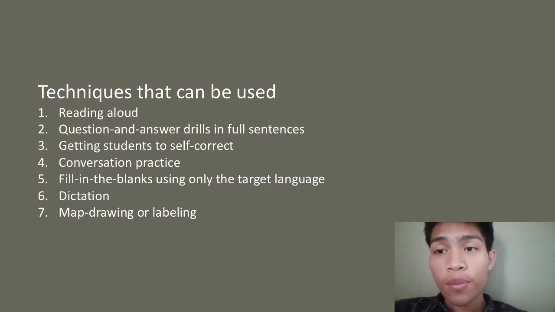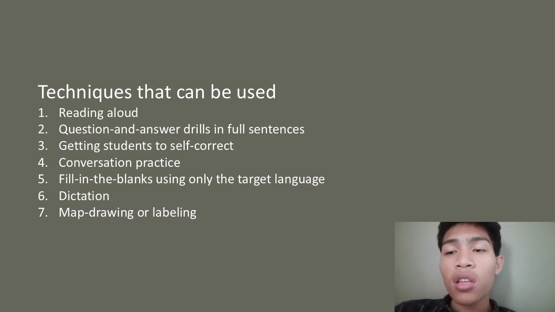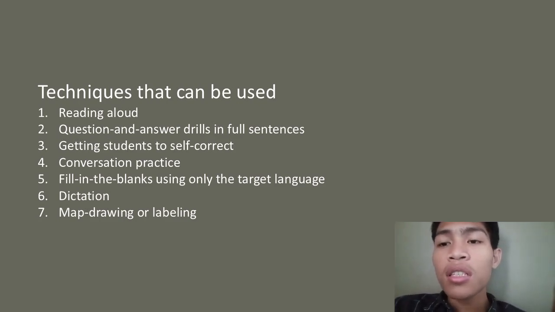Fourth, conversation practice. Conversation practice can be done student to student, teacher to students, or in oral interaction around real topics. Fifth, fill in the blanks using only the target language, or we can say it as inductive grammar practice. Sixth, dictation done carefully. So in the practice, the teacher first reads for listening, then second reads phrase by phrase for writing with a slower tempo, and then third reads for checking. Seventh, map drawing or labeling can also be used for listening or comprehension with real tasks.